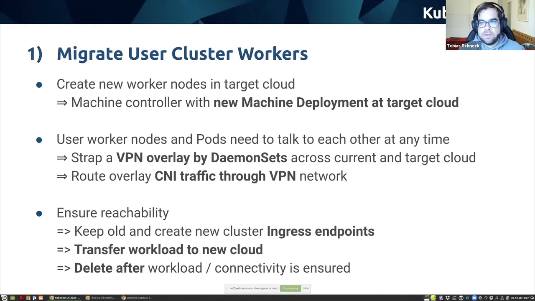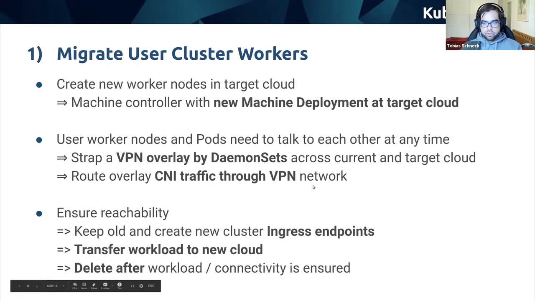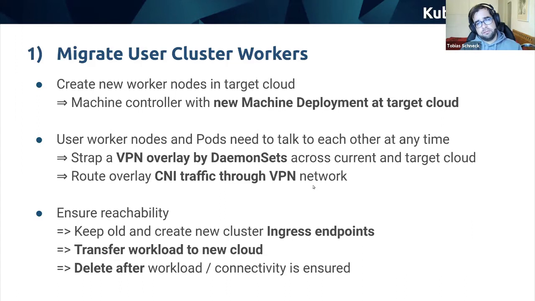And that ensures that we may have different network segmentations, but they can still talk to each other if we have this client-to-client VPN traffic enabled. And at least we should ensure the reachability. That means we try, as long as possible, to keep the ingress endpoint stable to then transfer the workload to the new cloud. And after the workload is in the new cloud, we delete the connectivity.